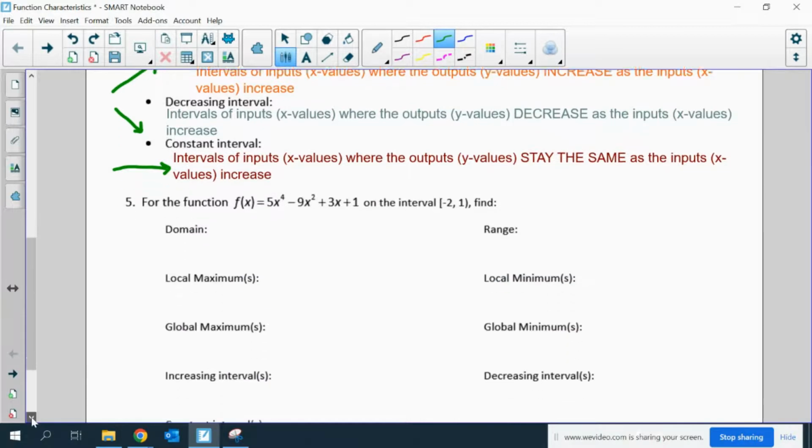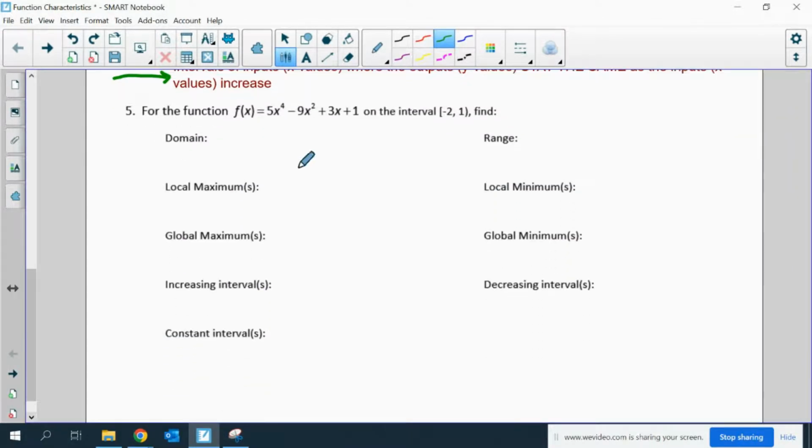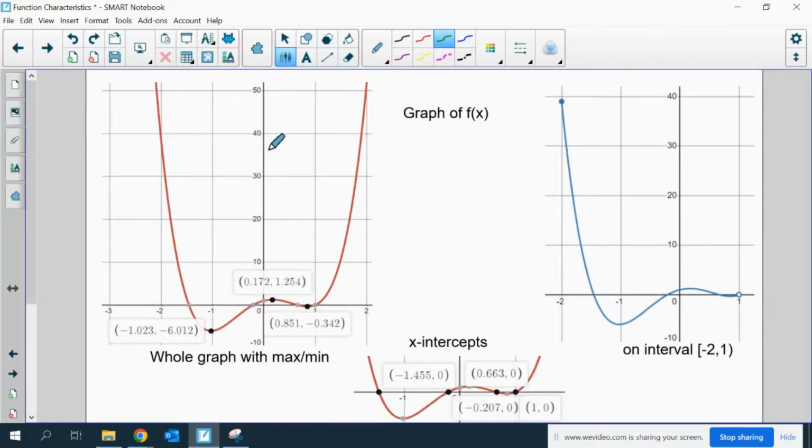Finally, we're going to do all of these questions for this graph. And we'll just give the graph. On another video, we'll talk about the calculator functions for this. But here is the graph of f of x. Here's the graph just as it goes off to negative infinity and infinity. And it has certain values listed and the x-intercepts.